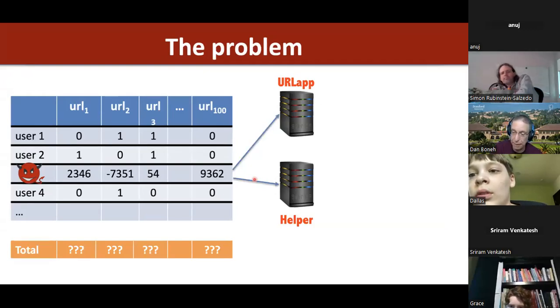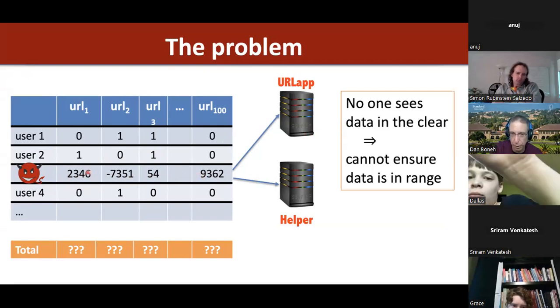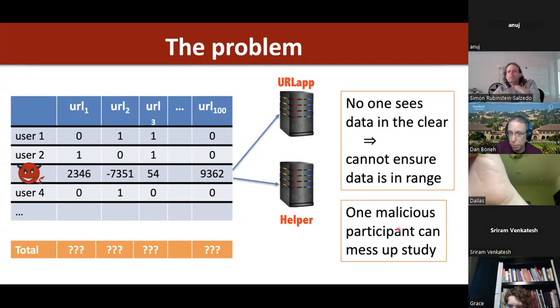The problem is that because nobody can see the data in the clear, nobody can verify that the data the user sent is actually valid. Users can just send arbitrary junk data and destroy the entire computation. In fact, one malicious participant can destroy the entire study.